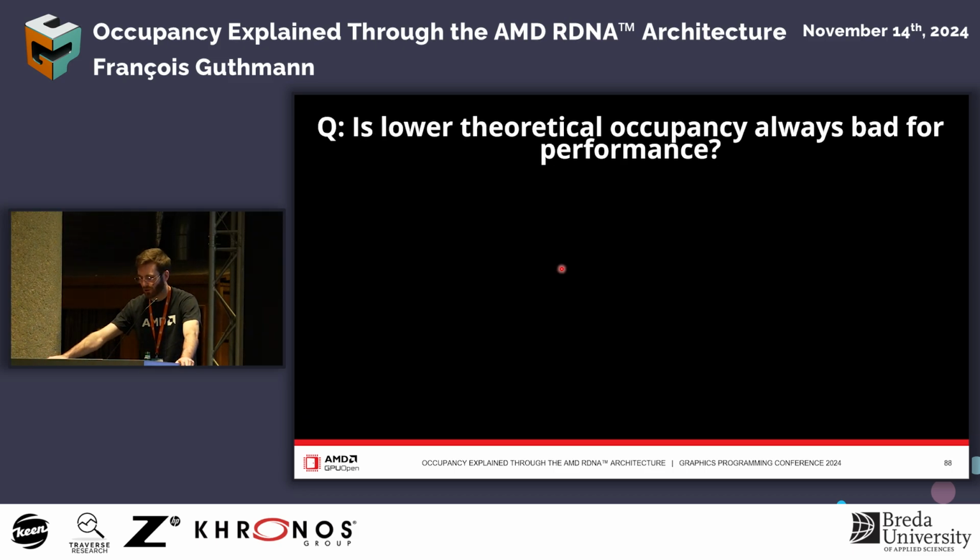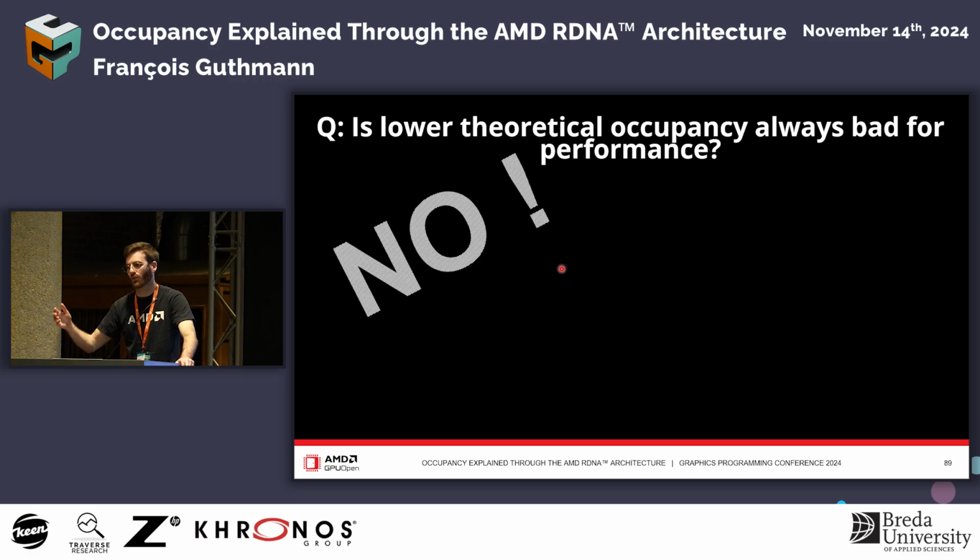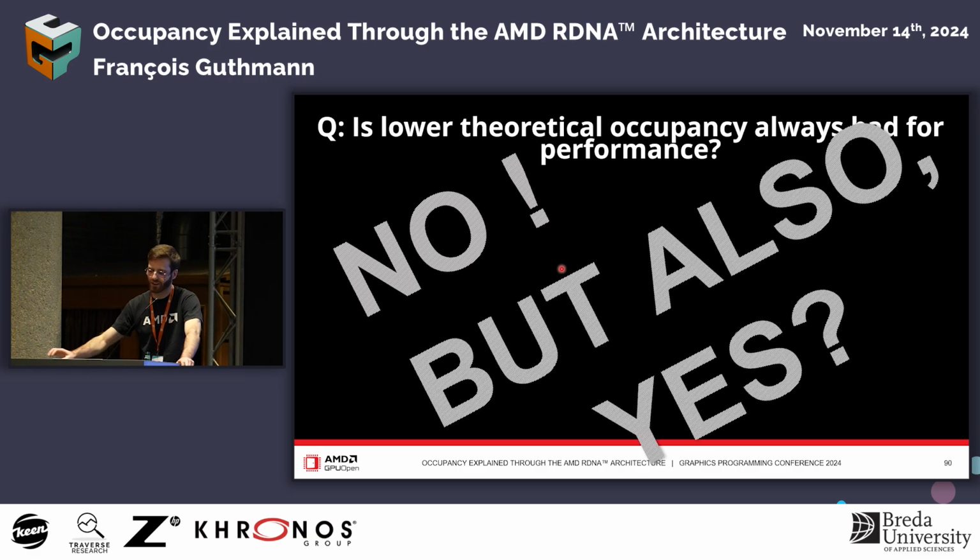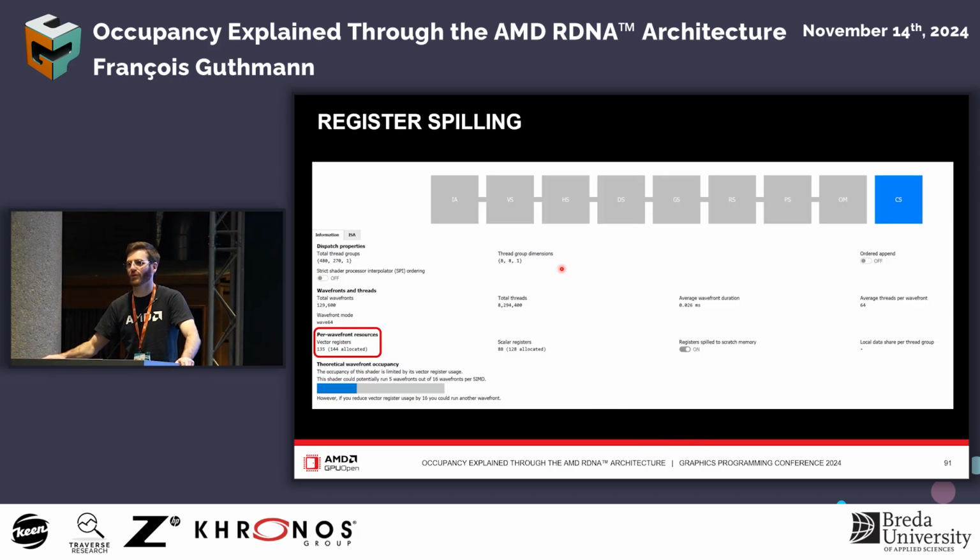Is lower theoretical occupancy always bad for performance? Well, no. We've seen that some workloads with very low occupancy are not that bad. But actually, yes, it's probably bad. I'm only half joking here, but I'm mentioning this because if you have a workload with a very low theoretical occupancy, it probably means that it's using a lot of resources, including vGPRs. So this is the pipeline state tab of RGP. And here we can see that this shader uses a lot of vGPRs.